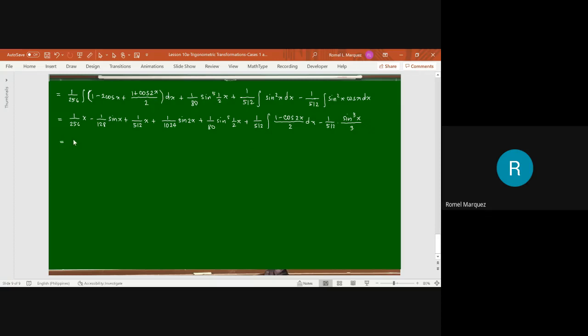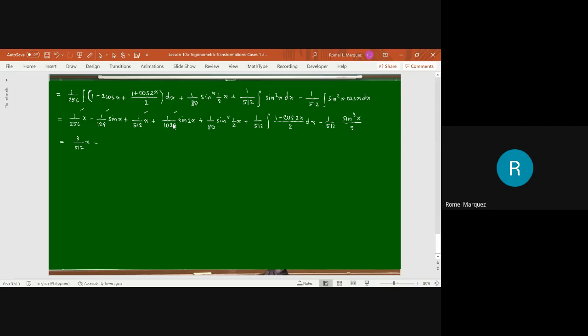Mayroon pang isang integral. 1 over 256 plus 1 over 512. 1 divided by 256 plus 1 divided by 512. And that is 3 over 512x minus, ito pwedeng i-combine. So we're done with this. 1 divided by 1024 minus 1 divided by 128.